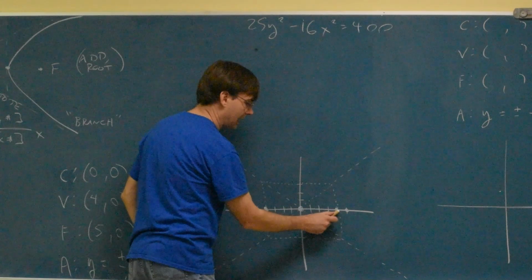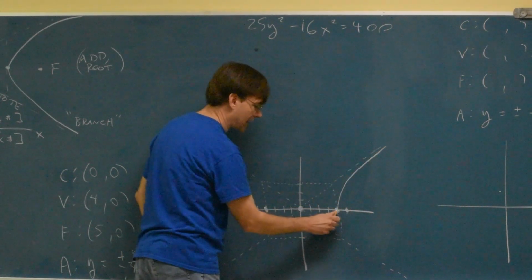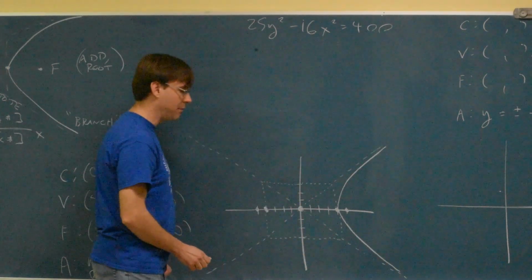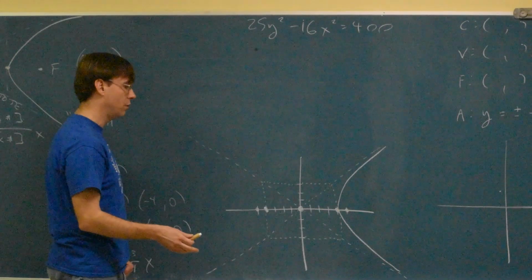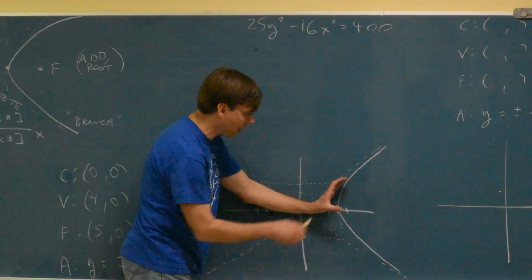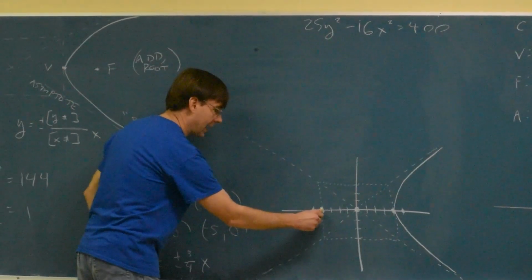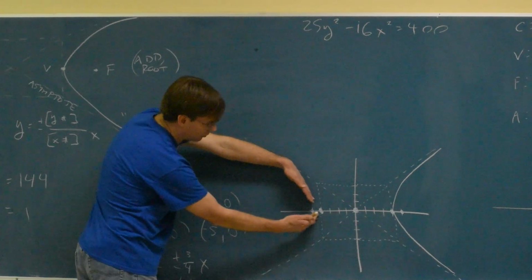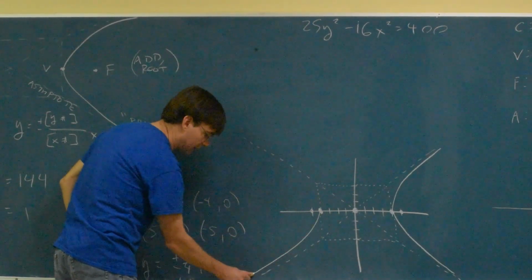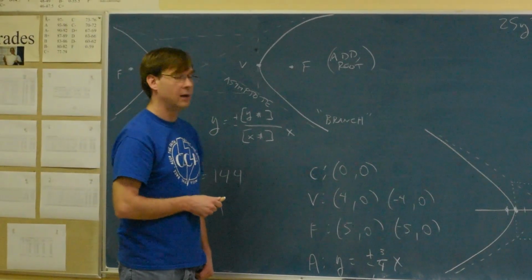So here was my vertex. I want to stay inside this asymptote guideline and stay inside that asymptote guideline, but I should be getting closer, closer, closer to it, as close as I can get without a touch. And it should wrap around the focus. So here I want to find the vertex, and I'm going to draw a U that wraps around the focus and gets super close to these lines, but does not touch them. And there is hyperbola number 1.